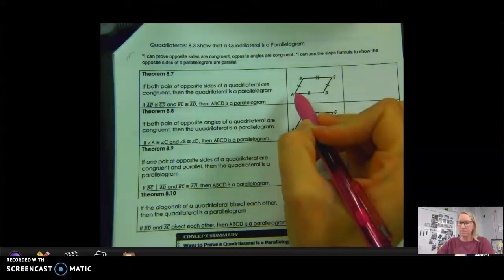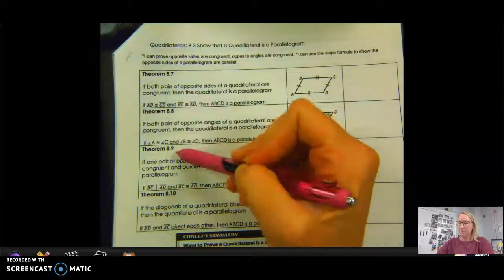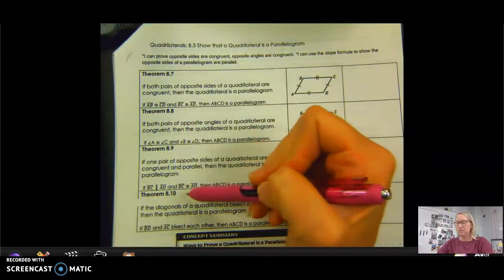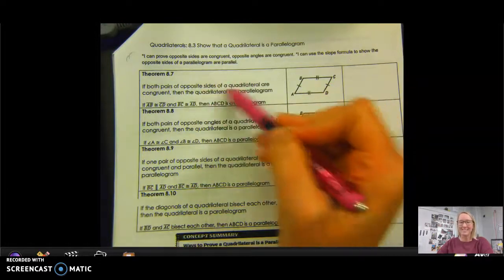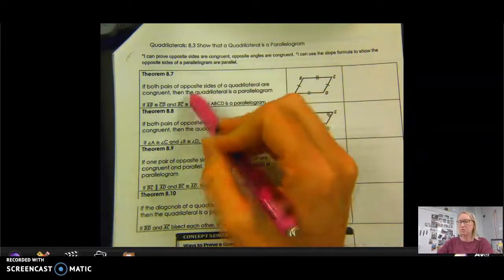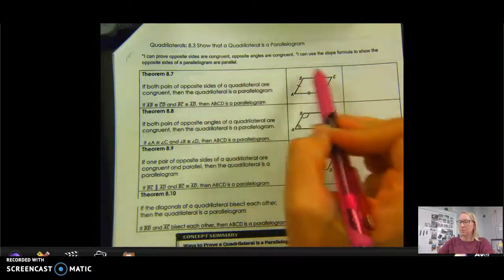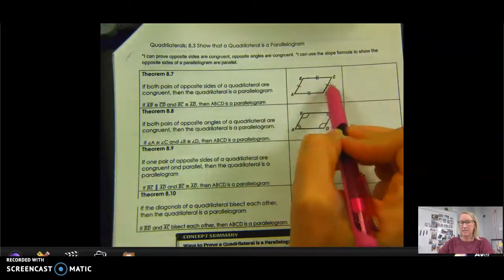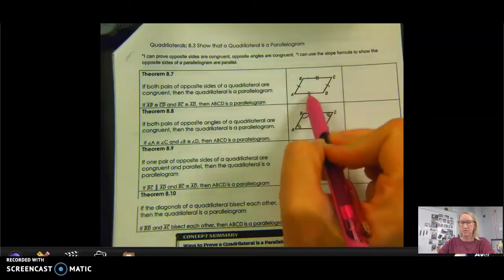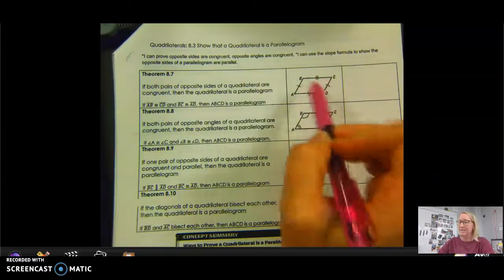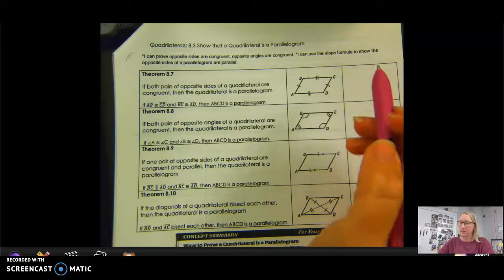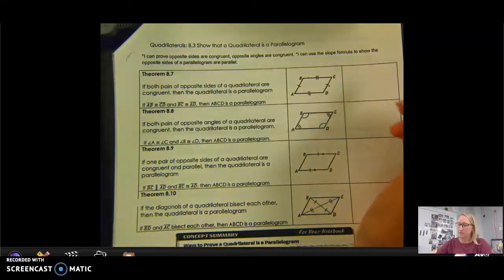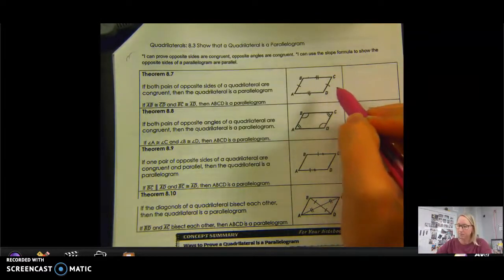Theorem 8.7. So do I necessarily need for you to remember these numbers on these theorems? No, not necessarily. Do I need you to remember the content of the theorems? Yes, that's what you need to understand. So if both pairs of opposite sides of a quadrilateral are congruent, so this side is congruent to this side, and they're both labeled, then this has to be a parallelogram. Okay? So that's theorem 8.7. So this guy is a parallelogram.